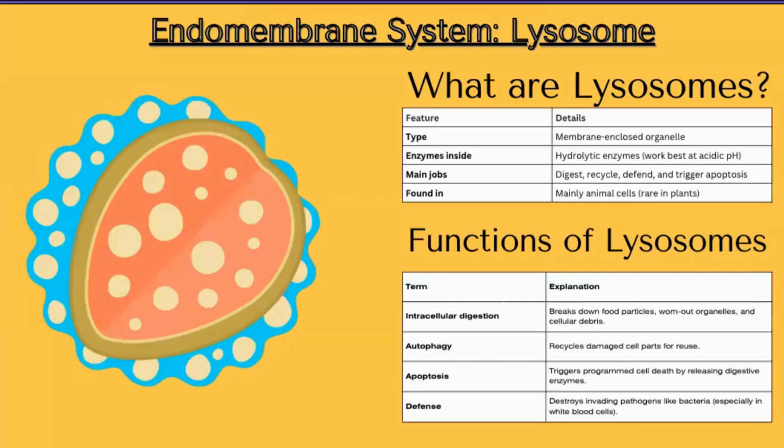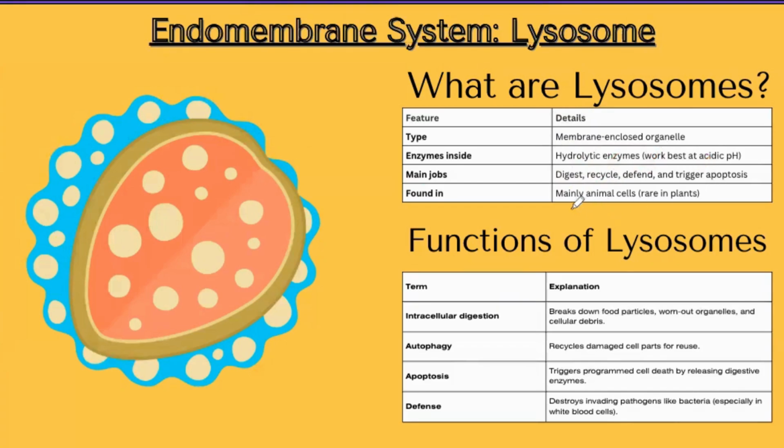Let's talk about the structure of lysosomes. In this diagram listed here, you see that they're membrane-bound organelles. And inside lysosomes, we have these little white spots here, and they're supposed to represent hydrolytic enzymes. Remember, when we're talking about lysosomes, you want to think of the root lyso, like Lysol, and that'll help you remember the main job, which includes digesting, recycling, defending, and triggering what we call apoptosis.